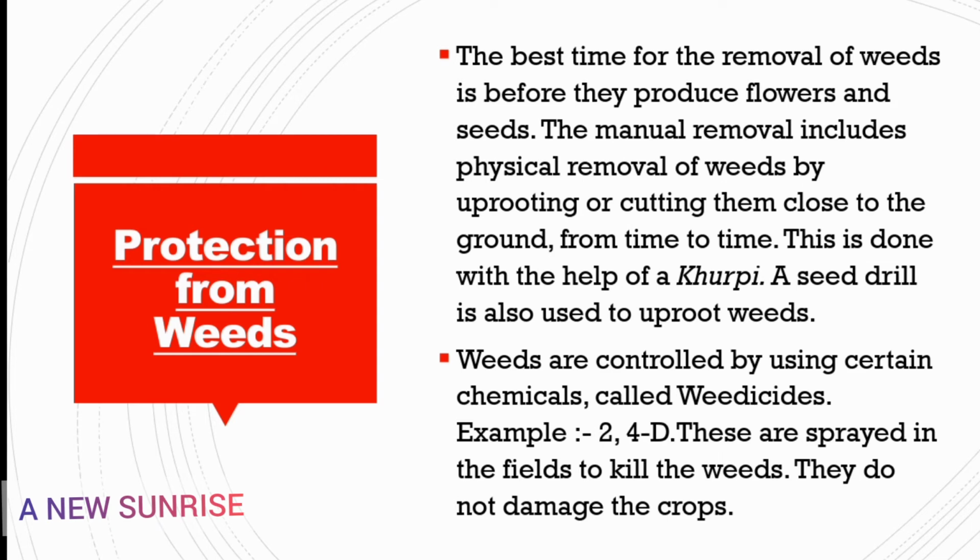So we are continuing with protection from weeds. Let's learn something more about it. The best time for removal of weeds is before they produce flowers and seeds. Manual removal includes physical removal of weeds by uprooting or cutting them close to the ground from time to time. This is done with the help of a khurpi. A seed drill is also used to uproot weeds. Weeds are also controlled by using certain chemicals called weedicides, for example 2,4-D. These are sprayed in the fields to kill the weeds. They do not damage the crops.